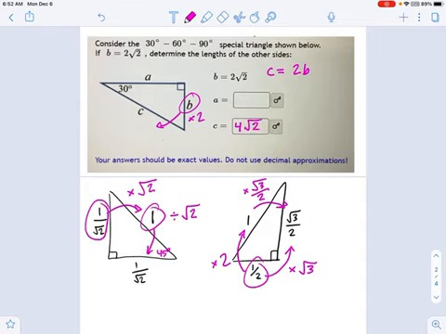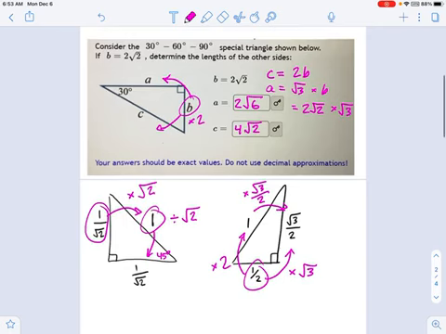And if I want to go to the long leg, this medium side right here, then I have to multiply by square root of 3. So that's going to be square root of 3 times the short side, which will be, if you think about it, that's 2 square root 2, that's the short side, times square root of 3, the ratio, which gives us 2 square root 6.